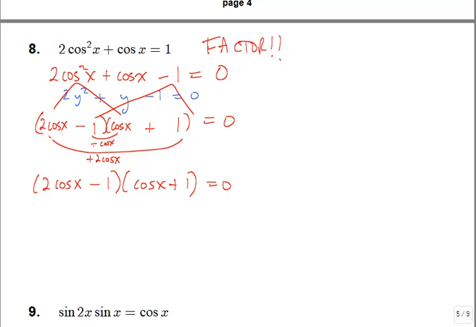Now we're not done yet, but now that we have it factored, we can set each of these factors equal to 0. So I am going to add the 1 over to the other side, and I'm going to divide by 2, and that tells me that my solutions are going to be all the angles where cosine is equal to positive 1/2. And you only need to give solutions here between 0 and 2 pi.